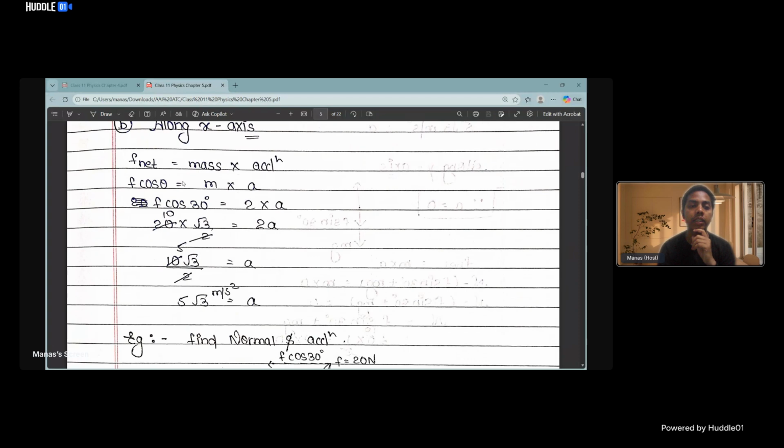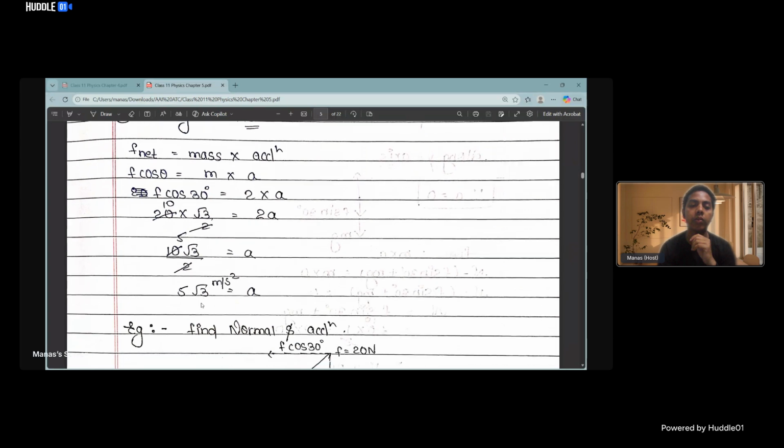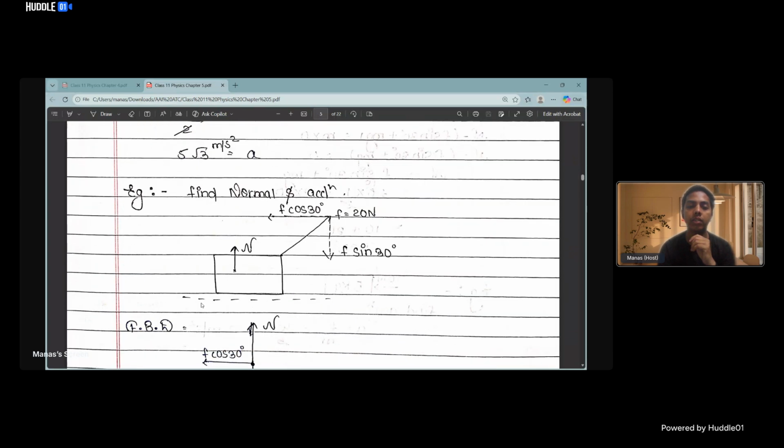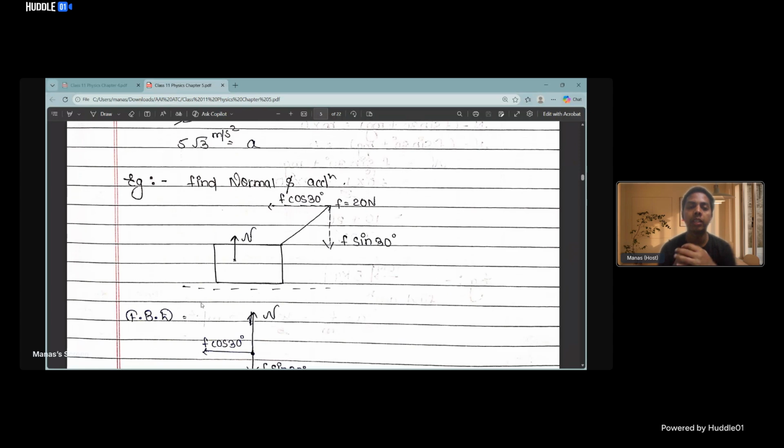Along the x-axis, F cos theta equal to mass into a, with F cos 30. Cos 30 is root 3 by 2, and F is 20. So 20 into root 3 by 2 divided by 2 equal to a, equal to 5 root 3 meter per second squared. Okay, we have found the acceleration and the normal force.